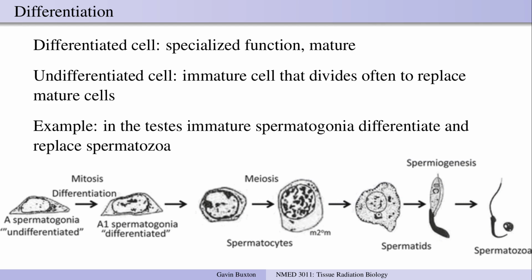So, for example, in the testes, the spermatozoon is a mature, non-dividing cell that is very specialized in terms of carrying genetic material. And as they are periodically lost, they have to be replaced. To do this, we replace them by differentiating spermatogonia. These are the cells that will mature into those spermatozoa.